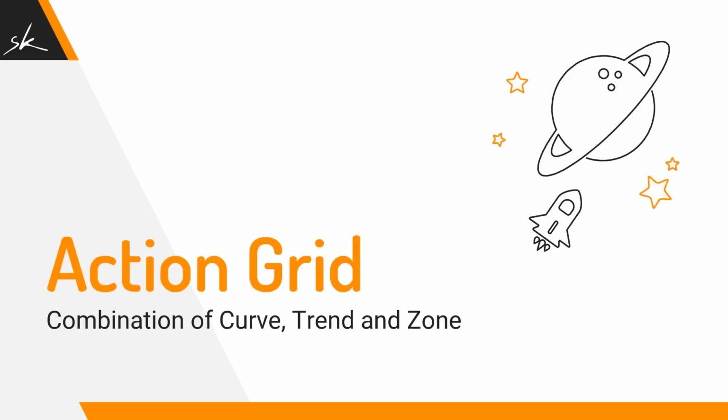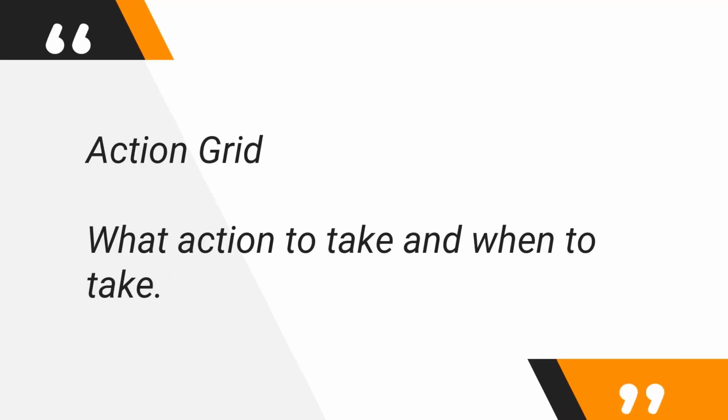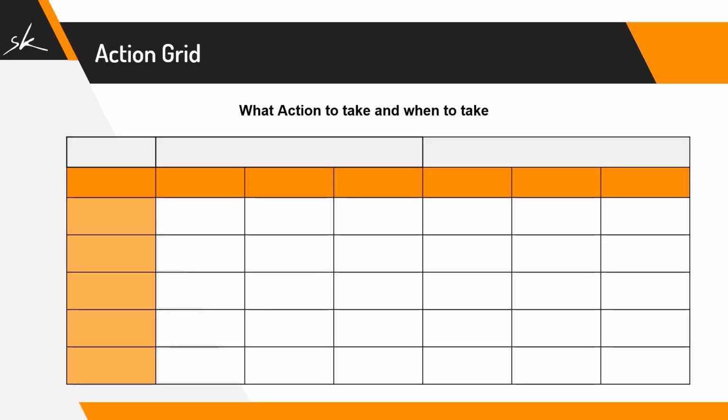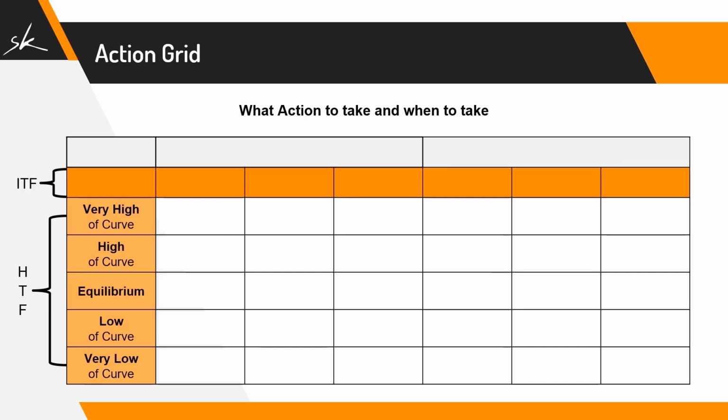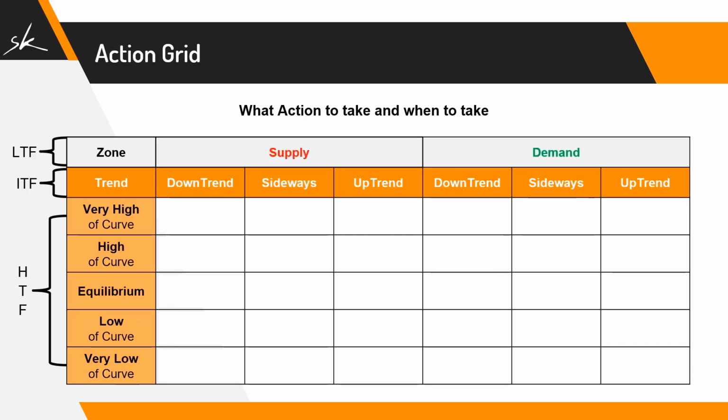What should be our trade action? Action grids help us understand what action to take and when to take it. Let's understand the action grid. The action grid consists of all the time frames: higher time frame, which is used for curve analysis; intermediate time frame, which is used for trend analysis; and lower time frame, which is used for identifying demand supply zones for entries.